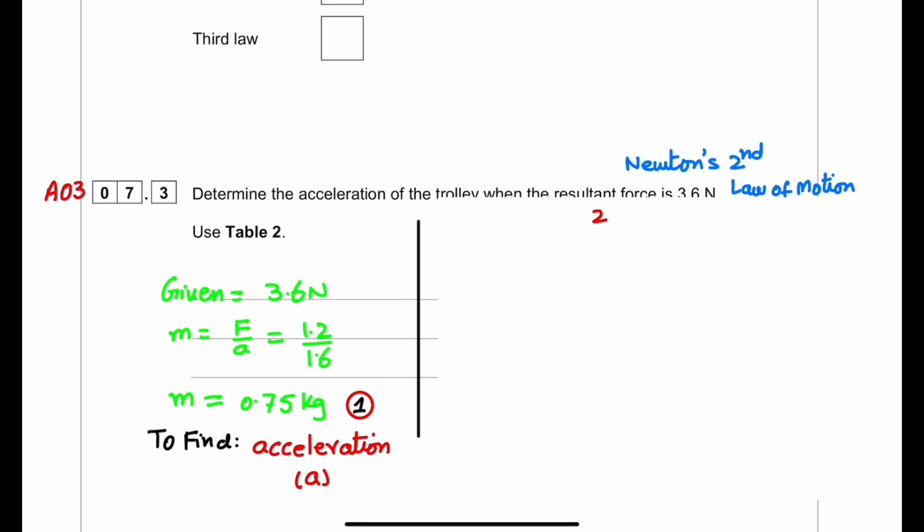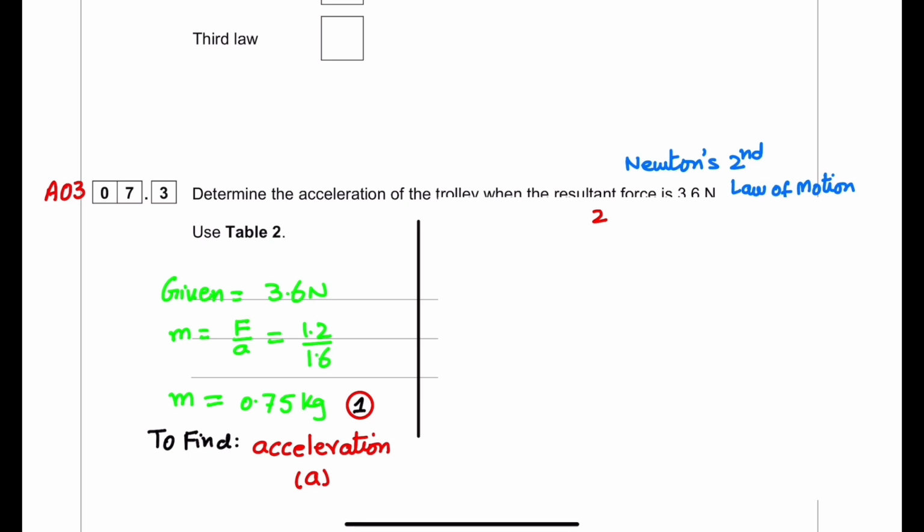We will use table number 2 for our second method. We know that in table number 2, the force is 1.2 and acceleration is 1.6. We will use Newton's second law, F is equal to ma, to find the mass of the trolley. The mass of the trolley is F over a. We will divide the force by the acceleration to find the mass of the trolley. The mass of the trolley is 0.75 kilogram.